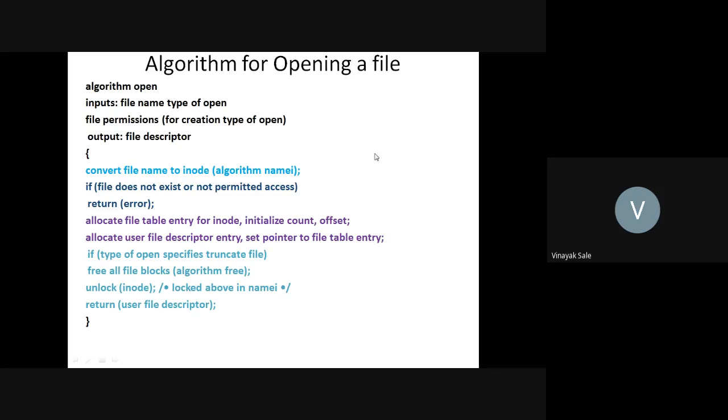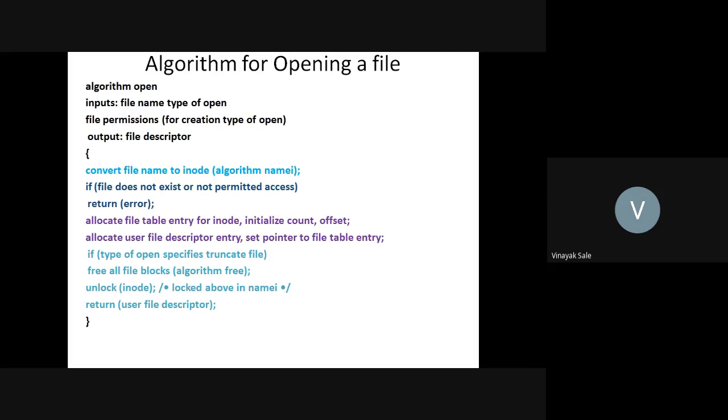So once again we will see algorithm open. Input is the file name, then the type of open, then file permission for creation type of open, then output is fd, that is file descriptor. So first convert the file name to inode using the namei algorithm.